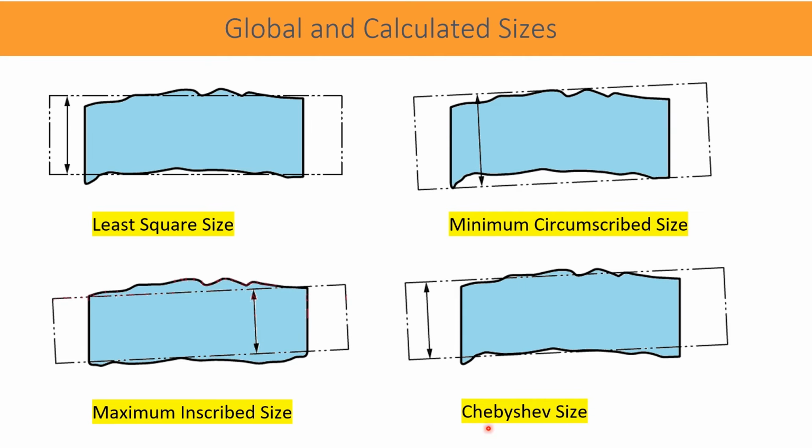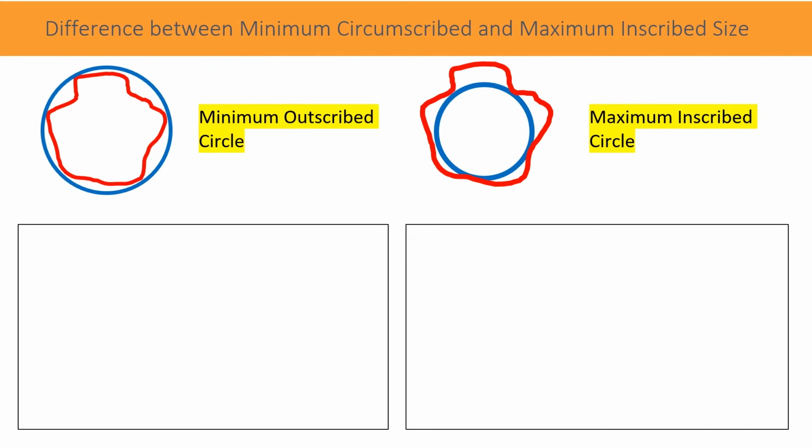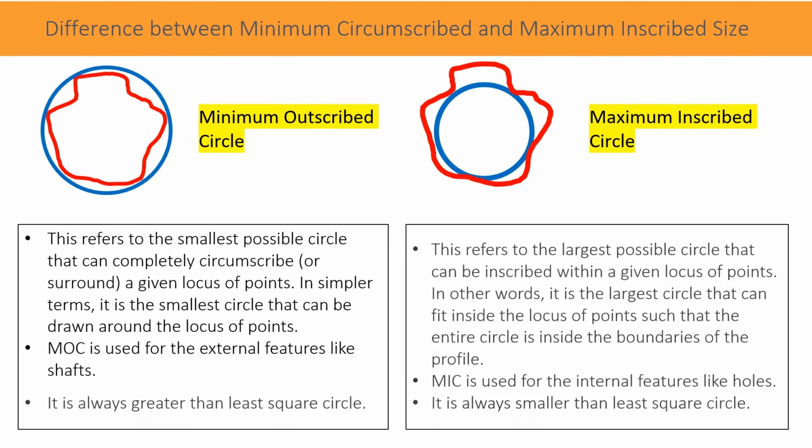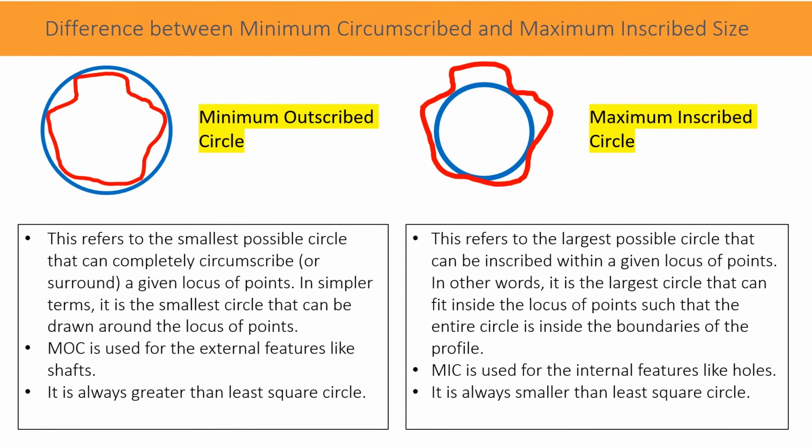Then Chebyshev size. Chebyshev size is a very special kind of calculation method or computation method to fit the feature, and mostly it is used for form tolerance measurement. Difference between minimum circumscribed and maximum inscribed circle: on this side you see a minimum circumscribed circle and here is a maximum inscribed circle.